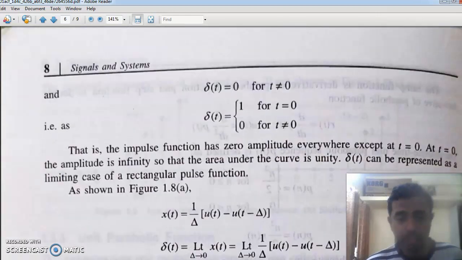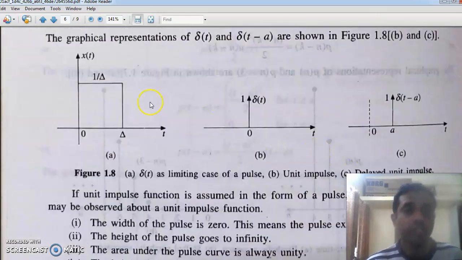We'll see that pulse. This is the pulse which I was talking about. What is the total area? This pulse is of width delta, and it is of height 1 by delta.